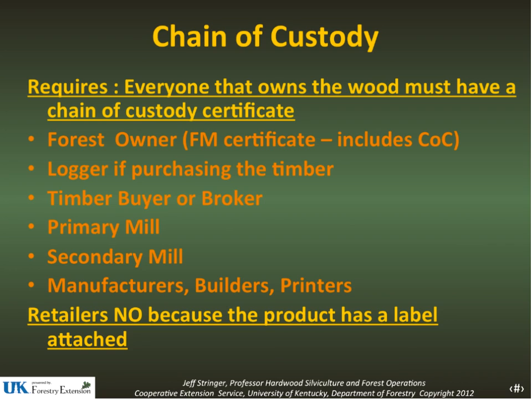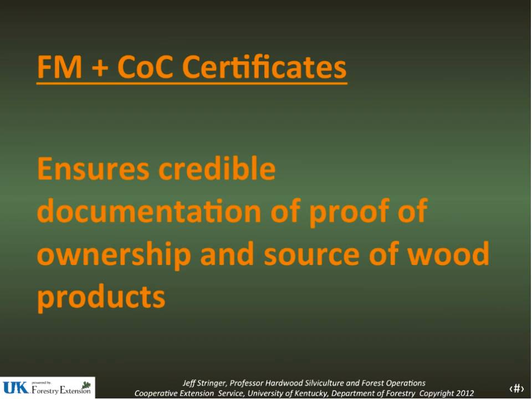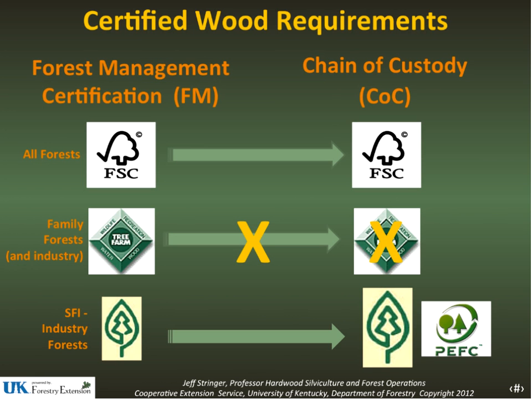And the reason they don't is that product is going to have a label on it at that point in time. So it's clearly defined what is certified at that point in time from the standpoint that it actually has a label on it. So the forest management certificate and the chain of custody certificates that are involved ensures credible documentation of proof of ownership and source of the wood product. So think of it like a paper trail coming from the woods or the stump all the way to the finished product.